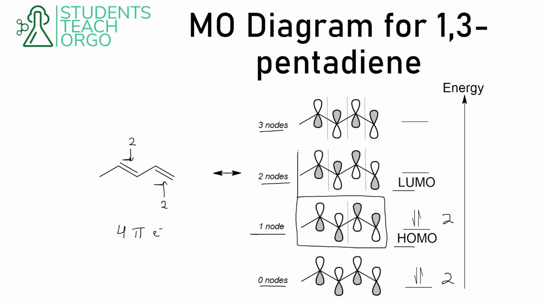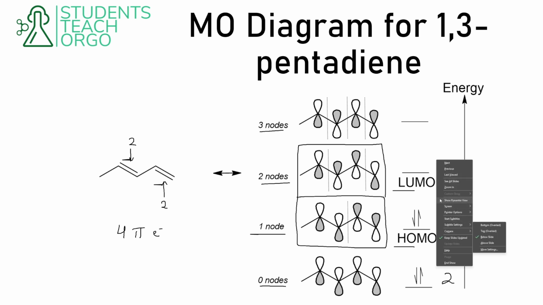For our next diagram, it's going to be the LUMO. In this case, the LUMO is the lowest unoccupied molecular orbital. As you can see, there are no electrons occupying this molecular orbital, and there are two nodes there. Hopefully that makes sense thus far. Let me erase all this one more time.